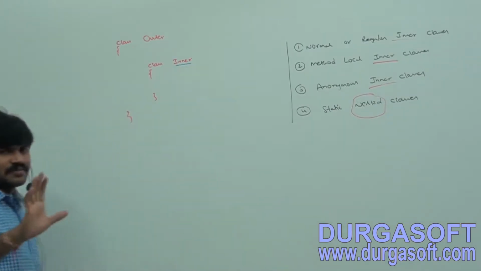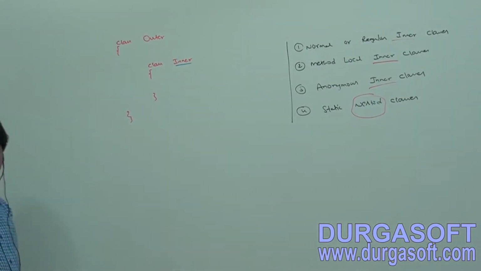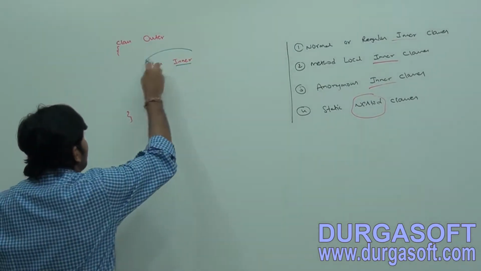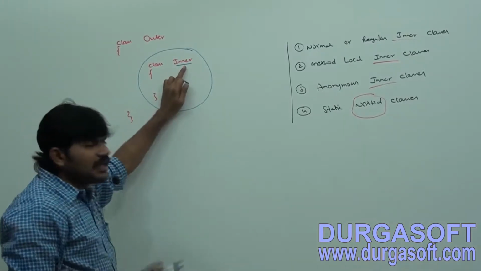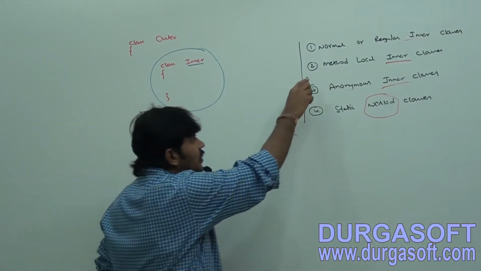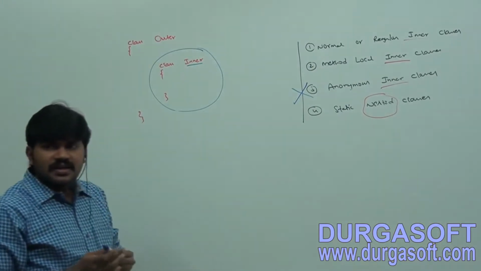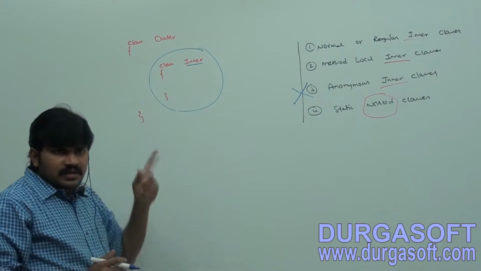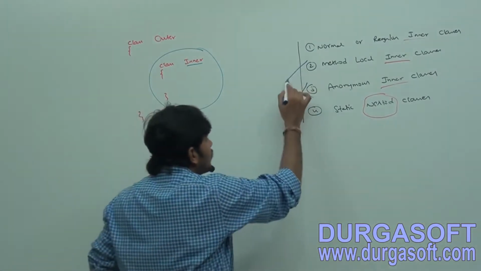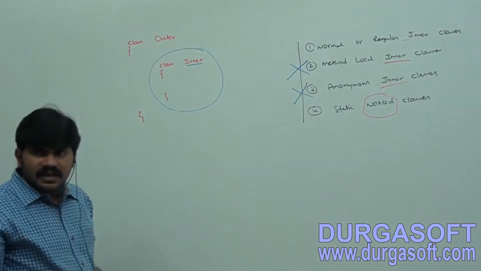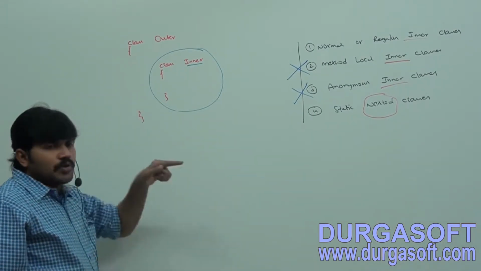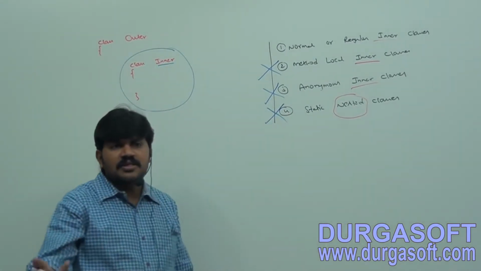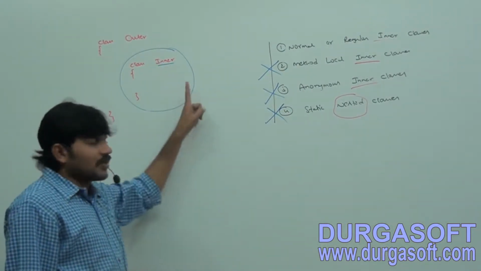What that one is, observe, same point I am going to tell in other words. If we are declaring any named class, which is not anonymous, directly inside a class, which is not method local, without a static modifier, which is not static nested, such a type of inner class is nothing but a normal or regular inner class.